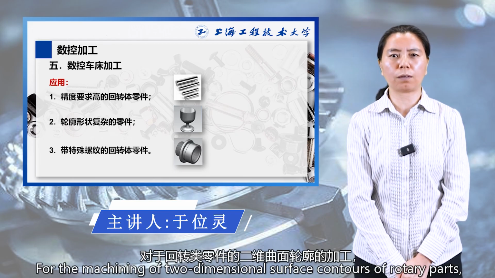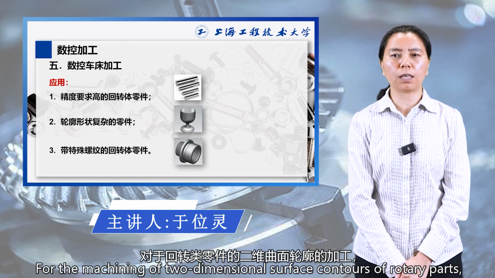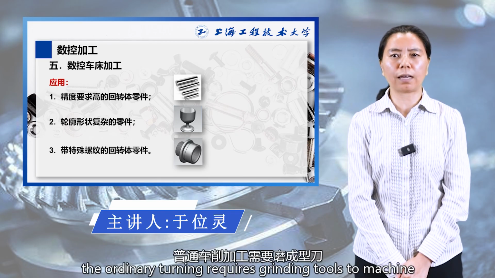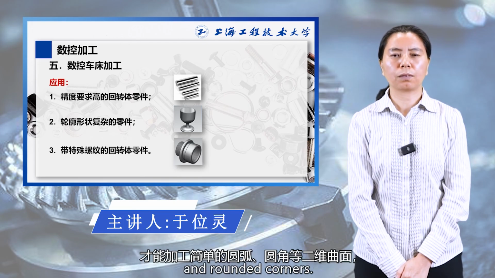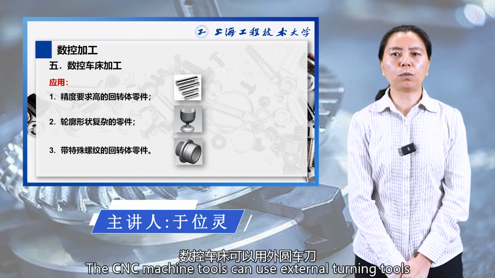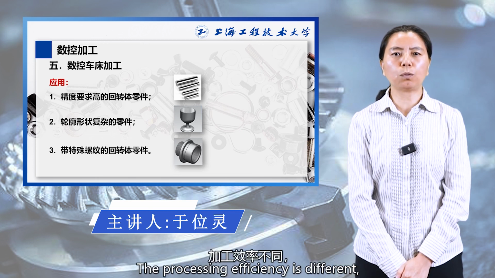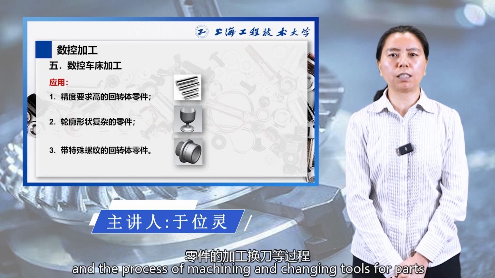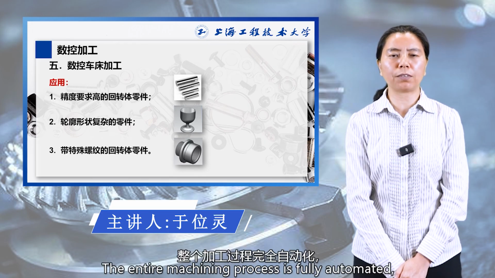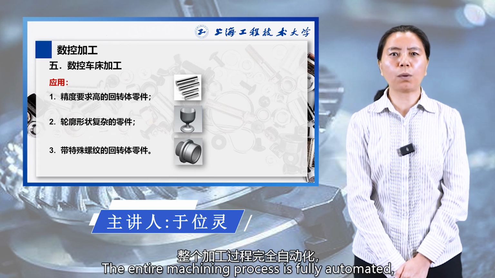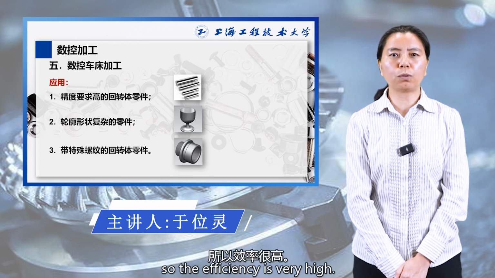For the machining of two-dimensional surface contours of rotary parts, ordinary turning requires grinding tools to machine simple two-dimensional surfaces such as arcs and rounded corners, while CNC machine tools can use external turning tools to directly machine them. The processing efficiency is different, and the process of machining and changing tools for parts is controlled by written programs. The entire machining process is fully automated, so the efficiency is very high.